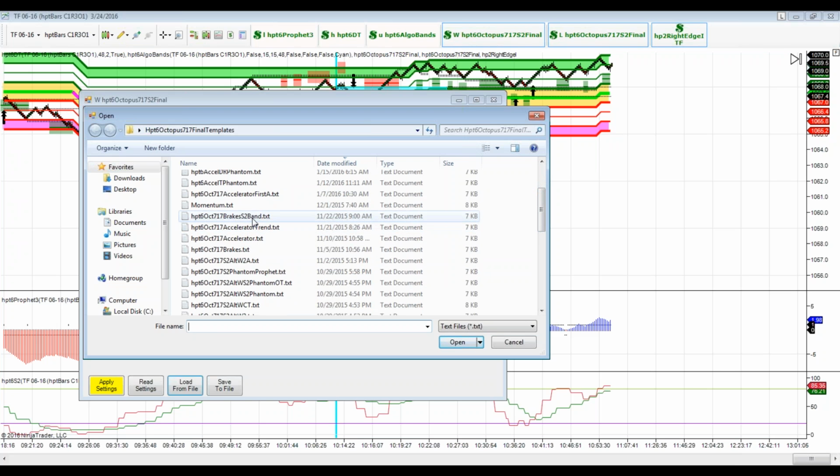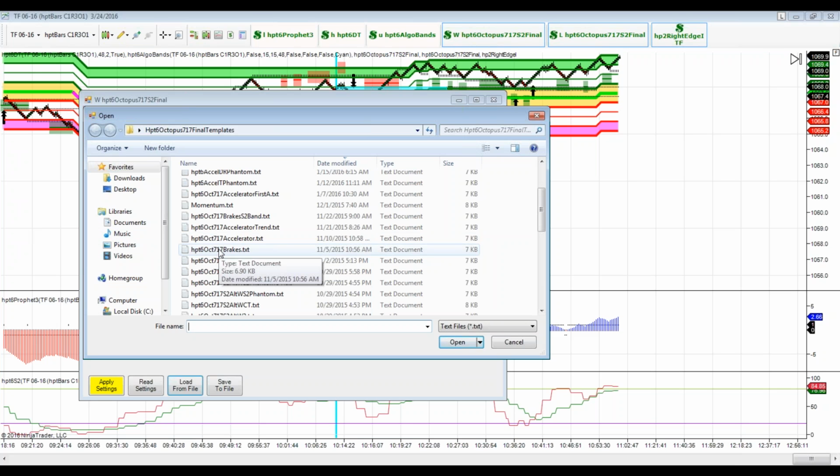The brakes S2, that's a retrace trade. The accelerator trend, that's a momentum trade. The accelerator, of course, is a momentum trade. This is the one that we've followed for a long time. Traders still trade it. I'll probably start showing it again next week. I hate to get away from things, but I like to put them up just to remind everybody again.